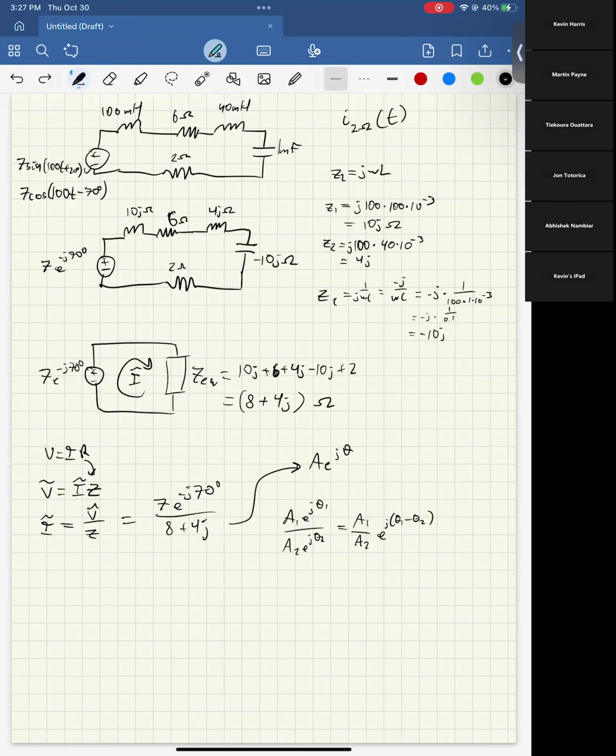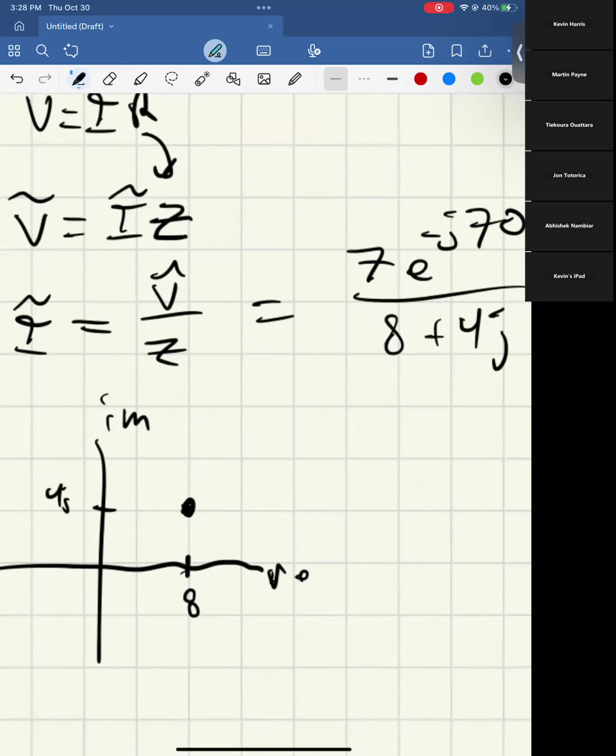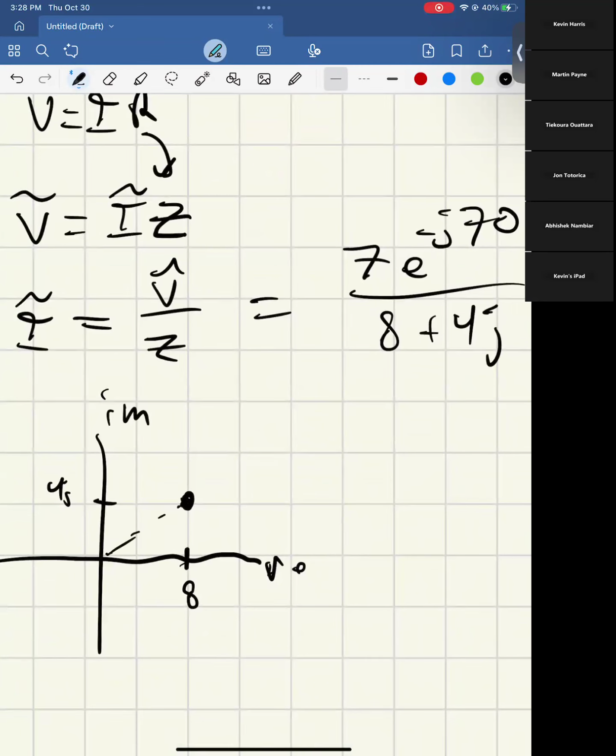So anyway, to do this, I'm going to draw the complex plane again because I think it's good to think about it in that form. We have the real line and the imaginary line. So we have 8, and here we have 4j. So this is our point in imaginary space. And we want to find out, what is this A and what is this theta?